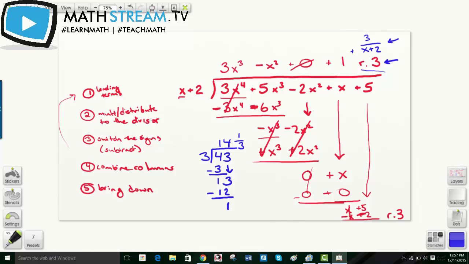So the solution to our problem is, if I take 3x to the 4th plus 5x cubed minus 2x squared plus x plus 5 and divide it by x plus 2, I get a solution of 3x cubed minus x squared plus 1, because the 0 doesn't really matter, plus a fraction of 3 over x plus 2, or more simply, just remainder 3. And there are different times where either one of those will be a valuable way of writing our solution.